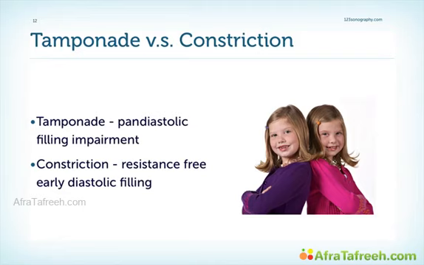So as you can see, tamponade and constriction are very similar with respect to their physiology. But during tamponade, we have pandiastolic filling impairment, while during constriction, there is resistance-free early diastolic filling. Is it easy to make the differential diagnosis between tamponade and constriction? Well, in most cases it actually is, simply because we have pericardial effusion in the setting of tamponade while we don't in constriction. At least not always, because, as you will see later, there is also a disease entity called seroeffusive constriction.